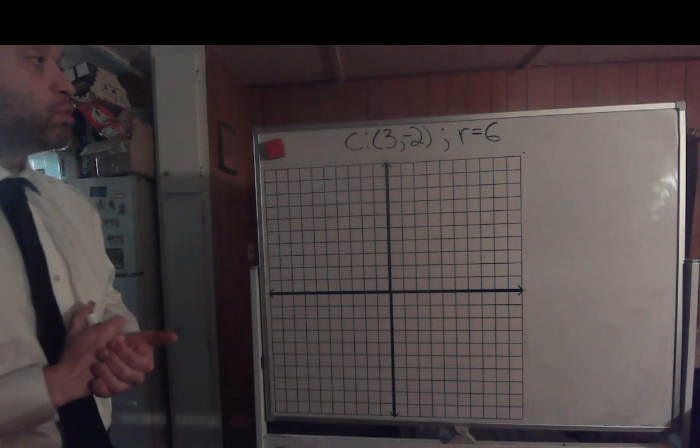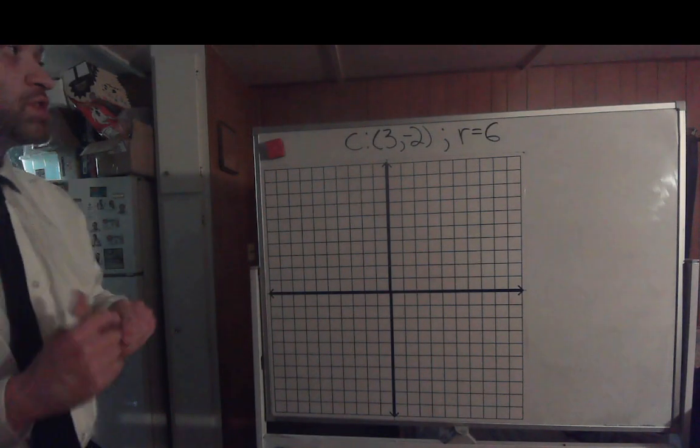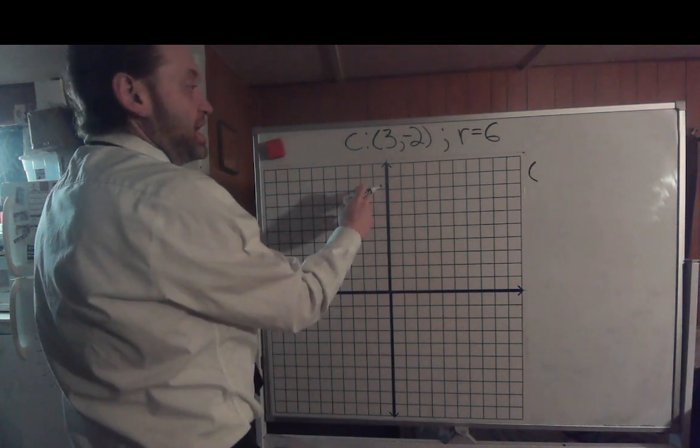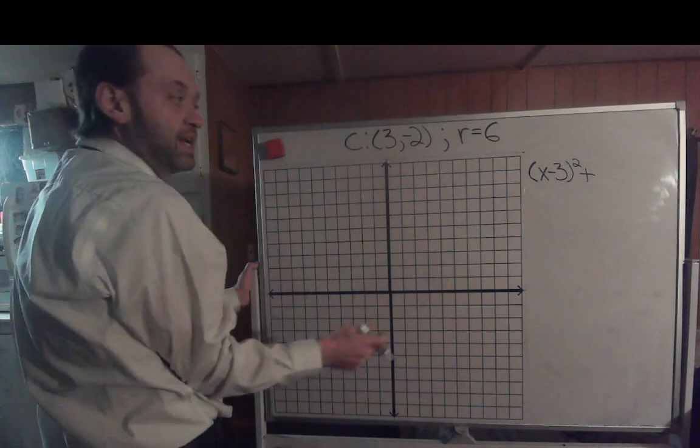Well, what does that mean? So let's set up our x minus and y minus first. So, of course, you would take x minus your x value, so that would be x minus 3, that quantity squared, plus y minus negative 2, which would actually turn into y plus 2 squared, would equal your radius squared. Well, 6 squared is 36. So the equation you should end up getting would be x minus 3, that quantity squared, plus y plus 2, that quantity squared, equals 36.